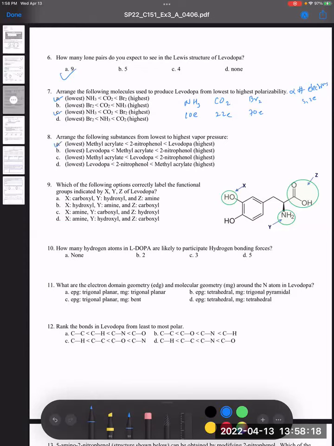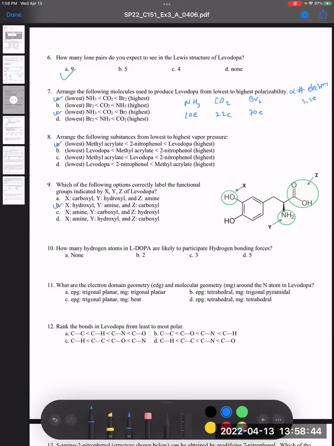Which of the following options correctly label the functional groups indicated by X, Y, and Z of levodopa? X is a hydroxyl group, and then NH2 is an amine group, and Z is a carboxyl group. So X is hydroxyl, so that's only B, right? Hydroxyl, Y is amine, and Z is carboxyl.